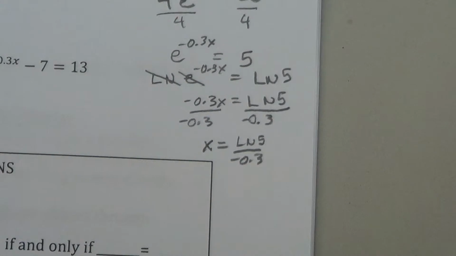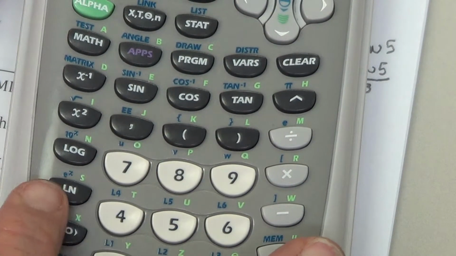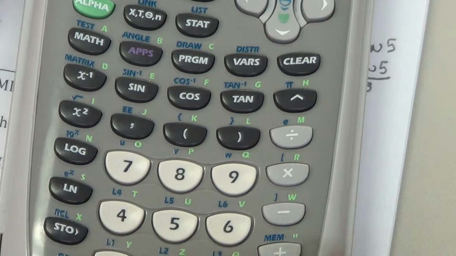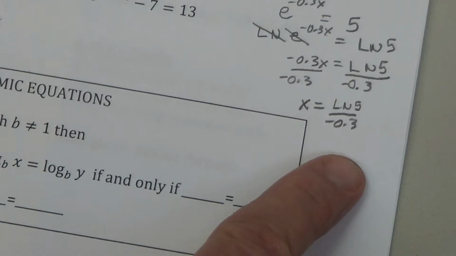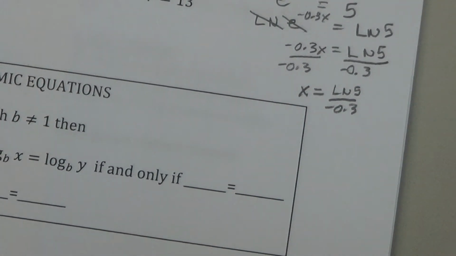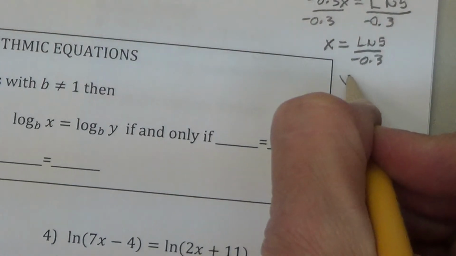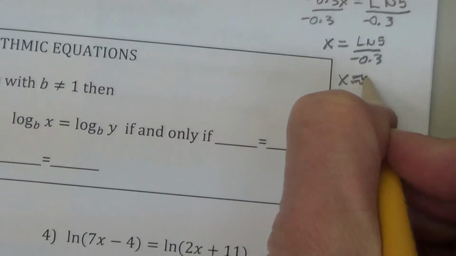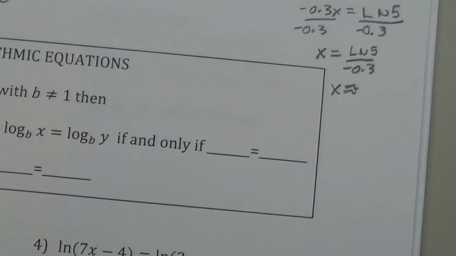And you can actually put this into the calculator. If you look on the keys, right here's the ln. So you're going to come in and you're going to punch in the ln 5 and then divide it by negative 0.3. Okay, last little section, and then you'll give me an approximation. X is approximately equal to, and fill that in tomorrow on that calculator.